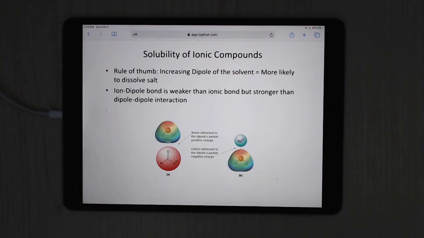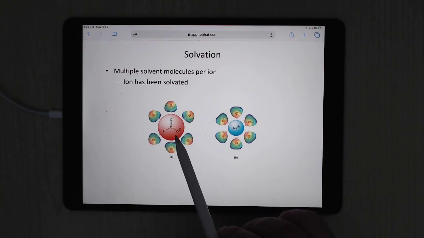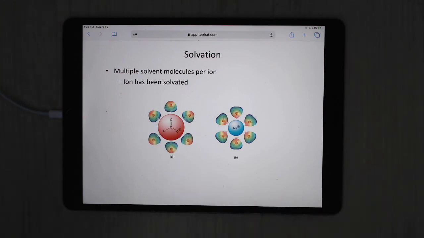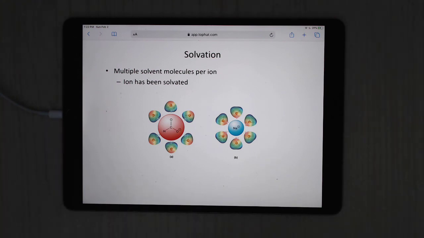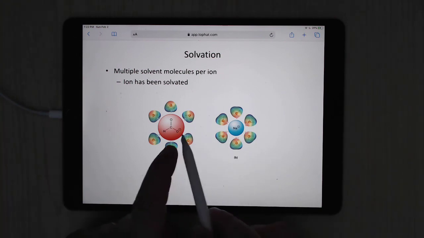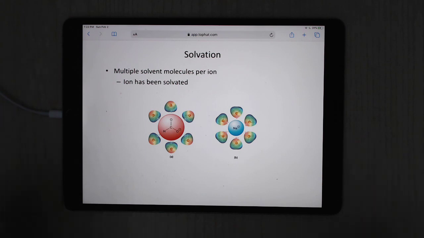Generally, the rule of thumb is that as you increase the dipole of the solvent, the more likely it is to dissolve a salt, because of ion-dipole interactions. It's weaker, but stronger with dipole-dipole interactions. If you're trying to dissolve something, the charges, the molecules, get pulled apart, and you have solvent going all the way around both of them, so you get this solvent shell. The ion is solvated. There's going to be a distance between these two, and it's going to be covered in say water molecules or whatever.